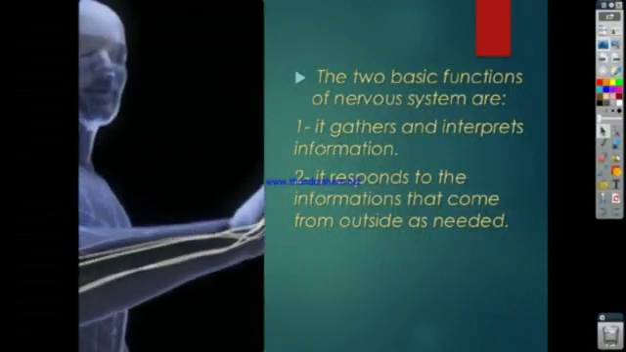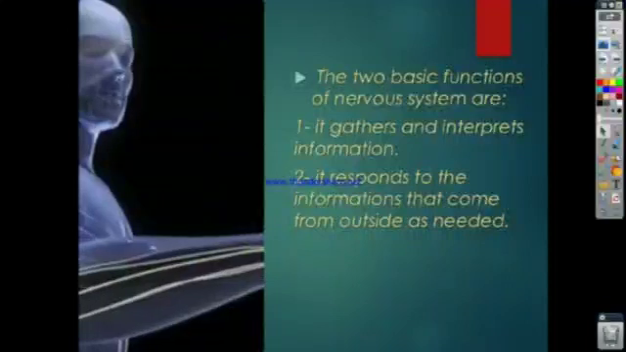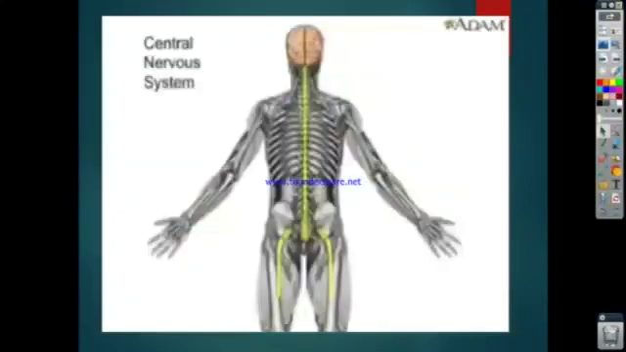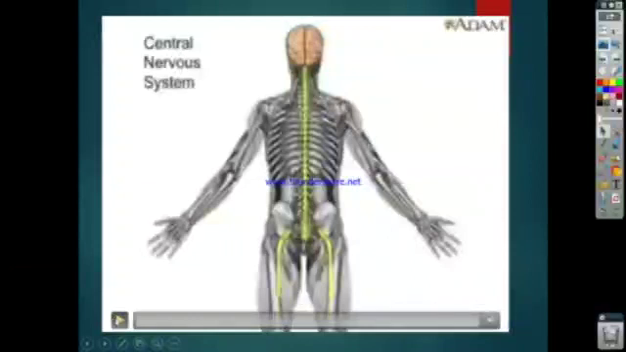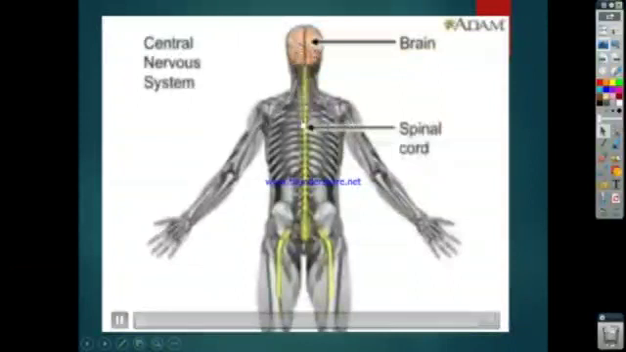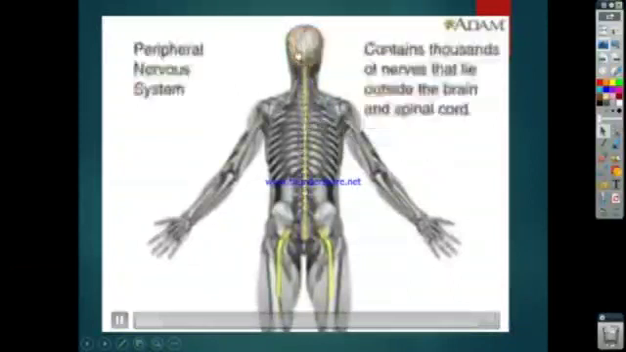The nervous system has two parts. First part, the central nervous system, also known as CNS. Second part, the peripheral nervous system, also known as PNS. The central nervous system consists of the brain and spinal cord. The peripheral nervous system contains thousands of nerves that lie outside the brain and the spinal cord.